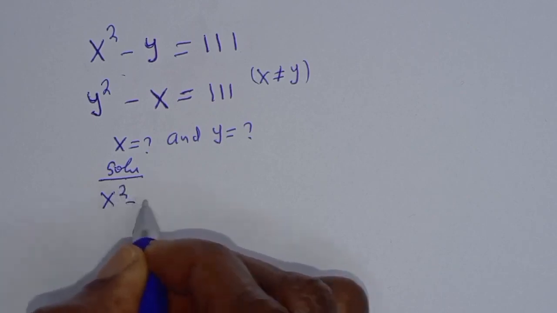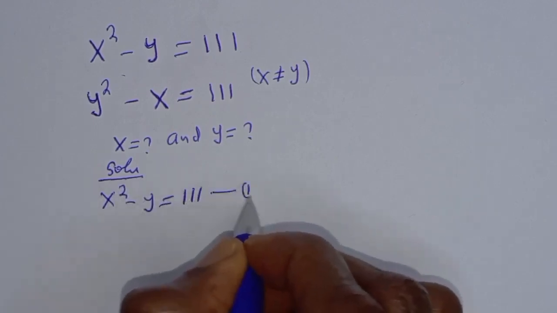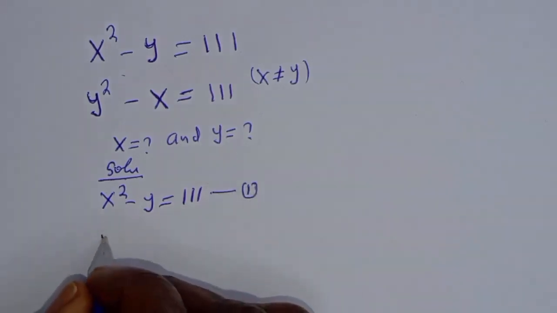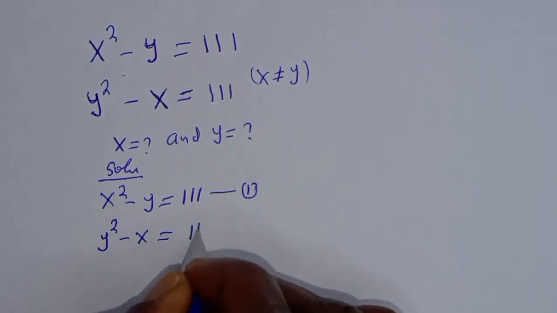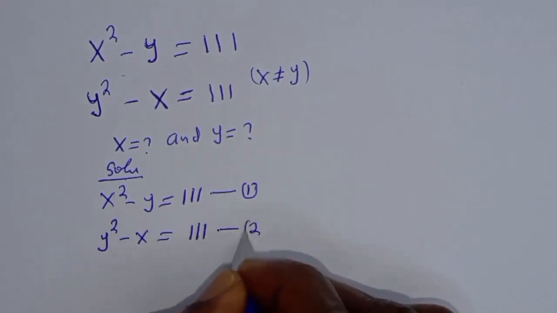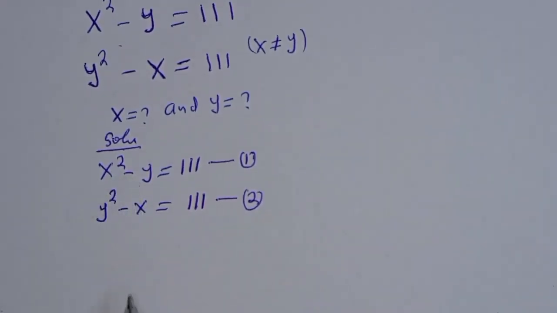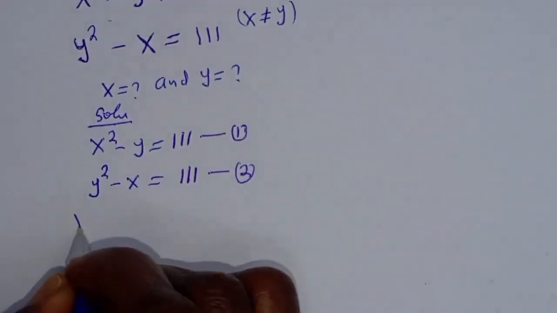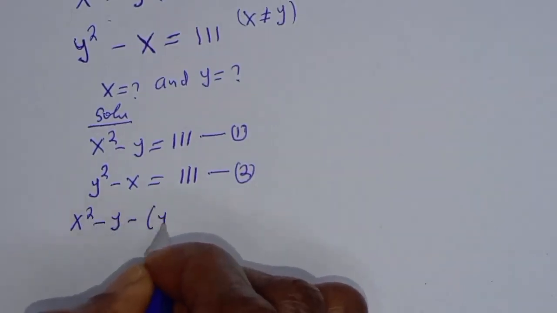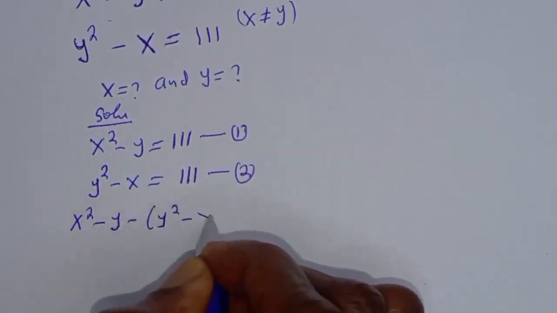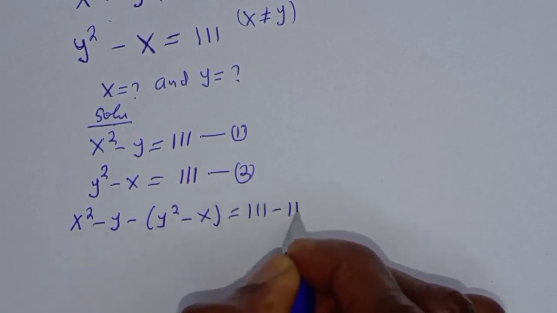x squared minus y is equal to 111. Let's call this equation 1. y squared minus x is equal to 111. Let's call this equation 2. Then we can subtract equation 1 from equation 2. That is x squared minus y squared minus x is equal to 111 minus 111.